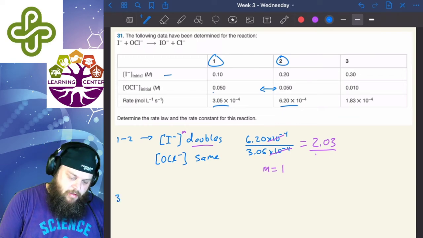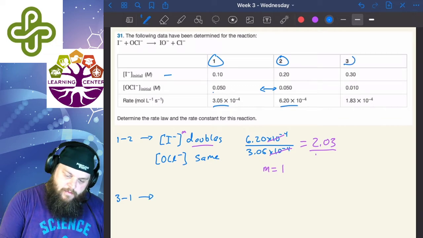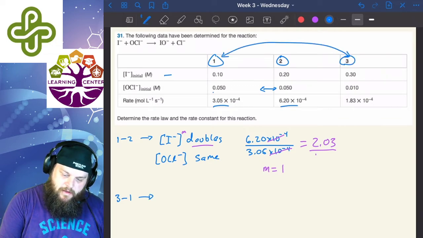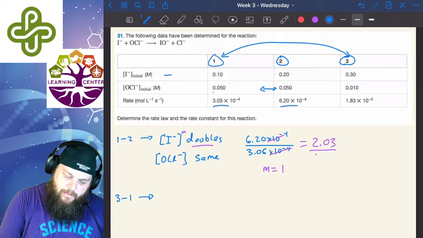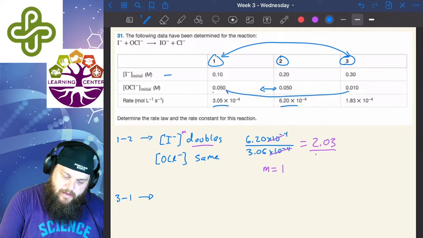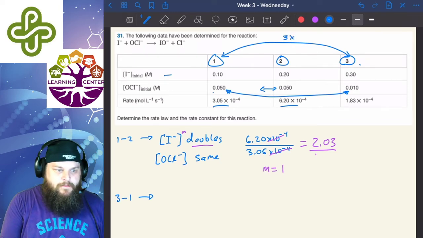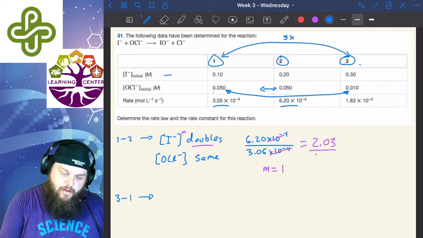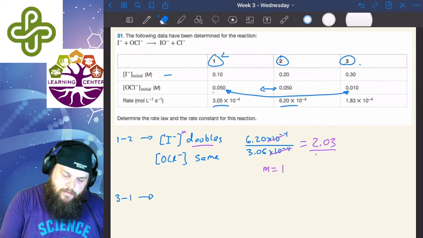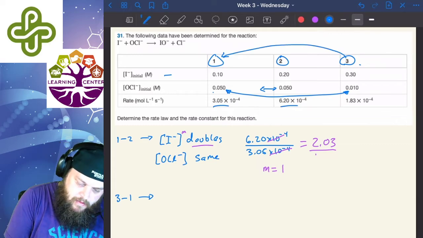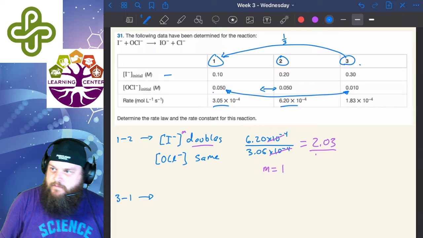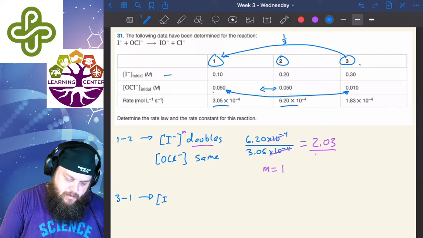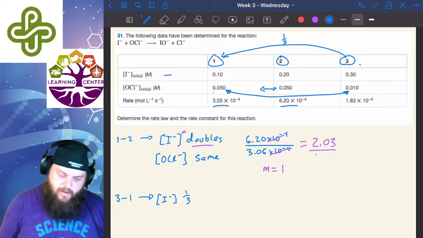Next, I want to compare 3 to 1. I'm jumping back and forth a little bit, mainly because I want to see these two double. But I'm looking up here, it goes from 0.1 to 0.3, so this is tripling, 3 times the amount. I'm going 3 to 1, so I'm actually going backwards. From 3 to 1, this is a third. So the concentration of I minus is a third of what it was.